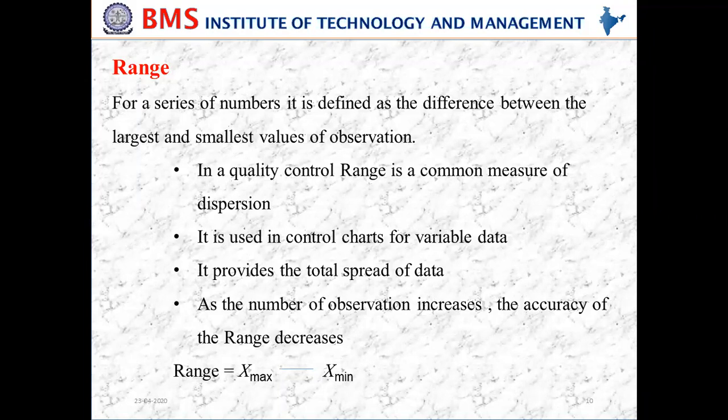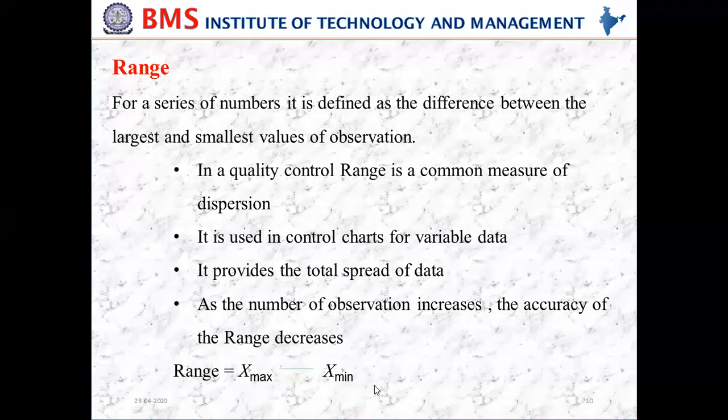In quality control techniques or methods, range is used very widely. Range is a common measure of dispersion, and it is used in control charts for variable data. We are going to discuss this topic in the next chapter: how to construct a control chart for variable data. Using this range also, we are going to construct control charts.